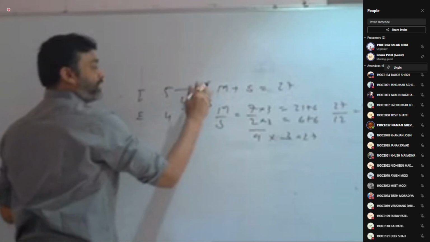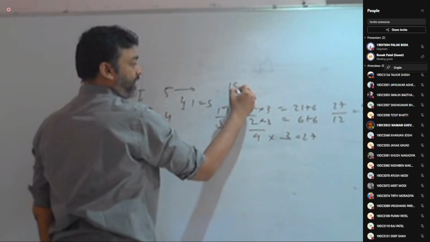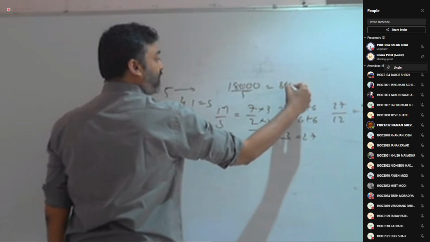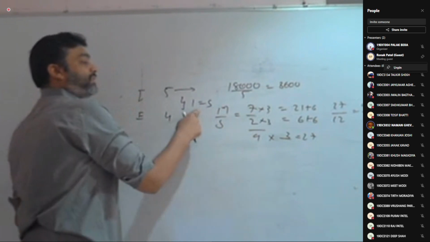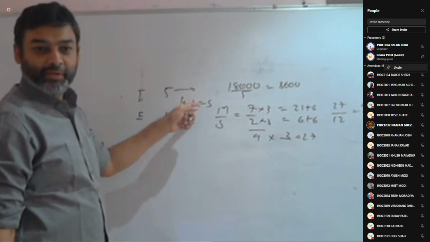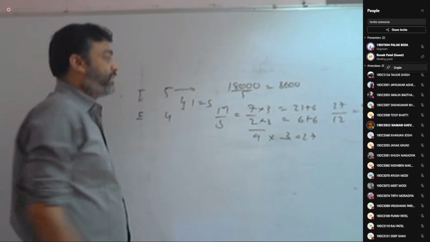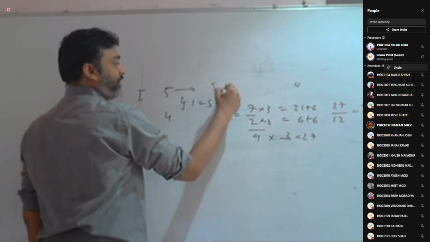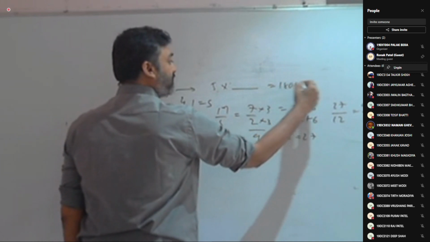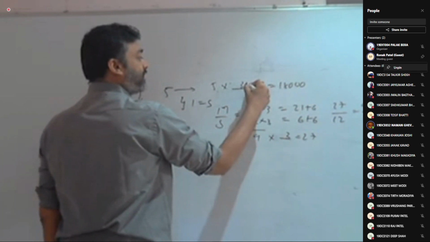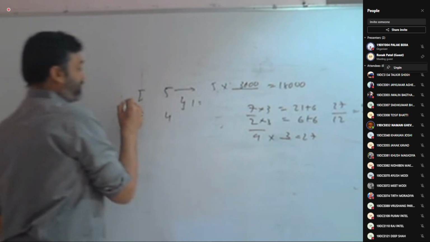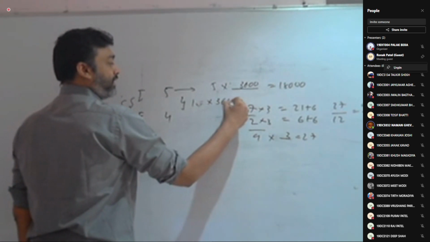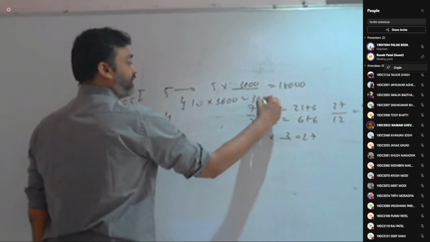You're given this one. Income is how much? 18,000. If you divide 18,000 by 5, I'll get how much? 3,600. That means 3,600 is the saving, because 1 unit has the value of 3,600. Thinking in this way: by 5, this is 5. 5 multiplied by what is 18,000? That is 3,600. That means my saving is 1 here. This is saving. 1 times 3,600 is equal to 3,600.